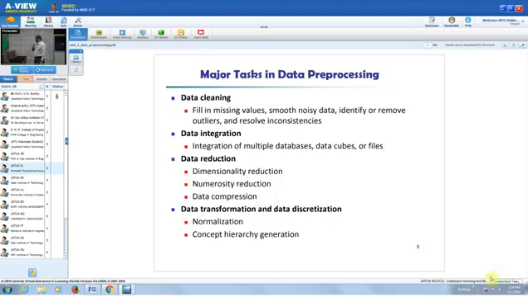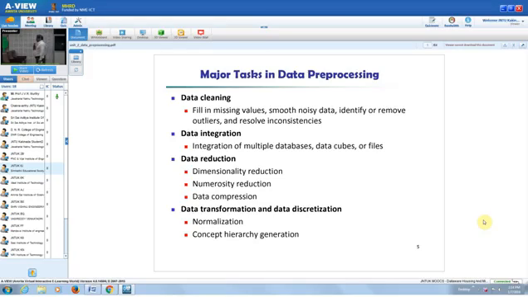Please remember in this data pre-processing, some of the techniques will be repeated for one or two aspects. So the four major tasks are: one is data cleaning, second is data integration, third is data reduction, and fourth is data transformation and data discretization.